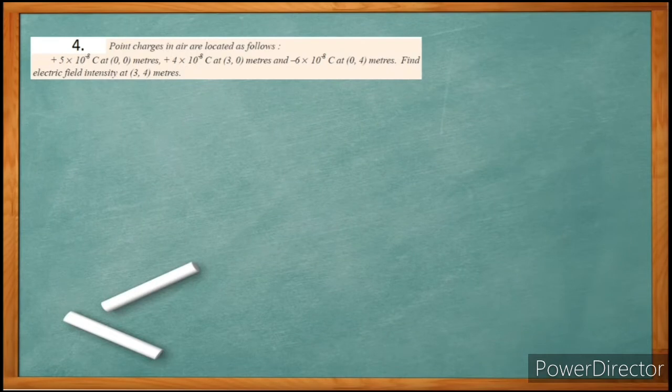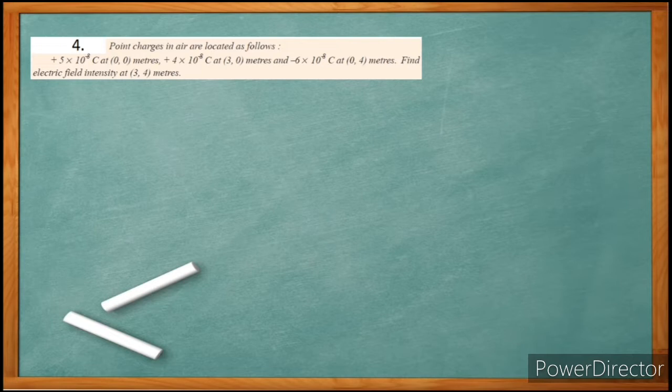So for the next problem, we have problem number 4. Point charges in air are located as follows: positive 5 times 10 raised to negative 8 coulomb at 0, 0 meters, positive 4 times 10 raised to negative 8 coulomb at 3, 0 meters, and negative 6 times 10 raised to negative 8 coulomb at 0, 4 meters. Find the electric field intensity at 3, 4 meters.